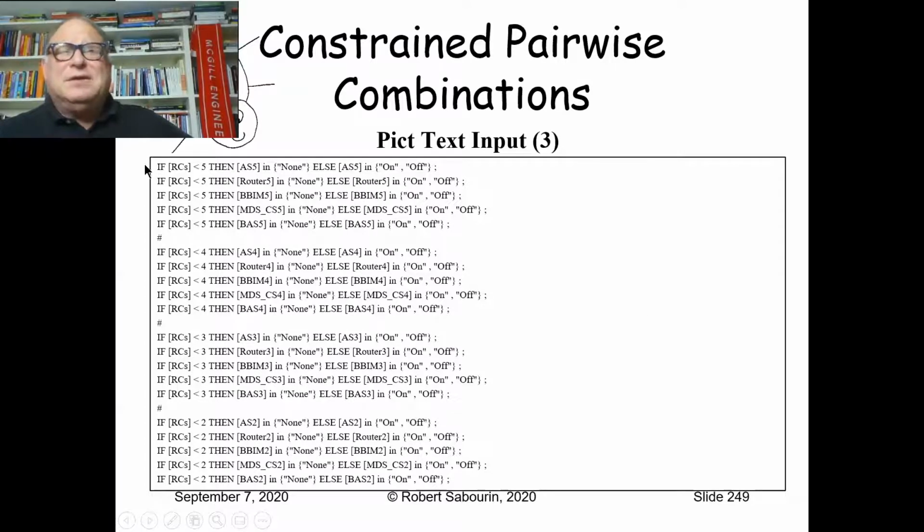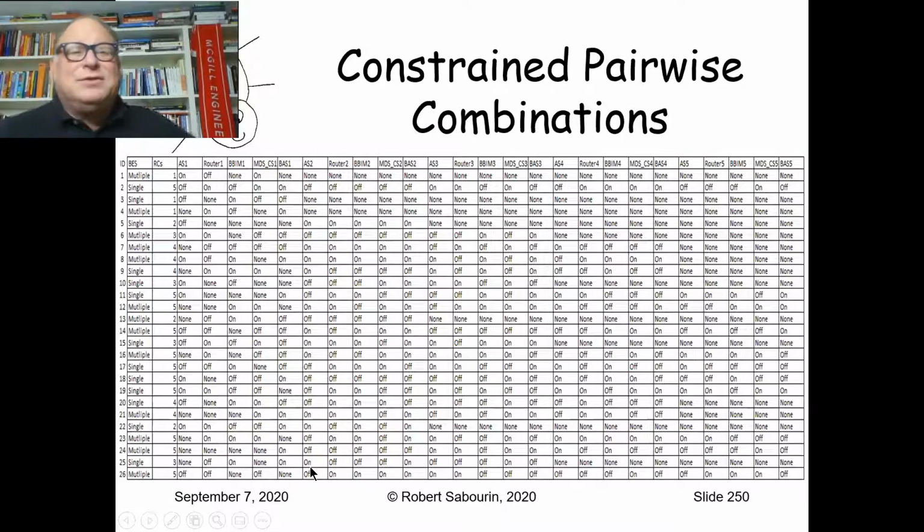And then we defined all these constraints. So depending on how many routers there are, certain values are constrained for the other options. So we put all that in there. And then when we ran that through, it came out with basically 25 test configurations.